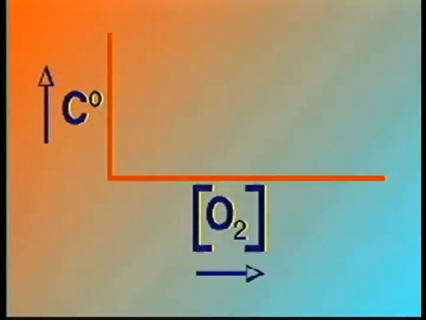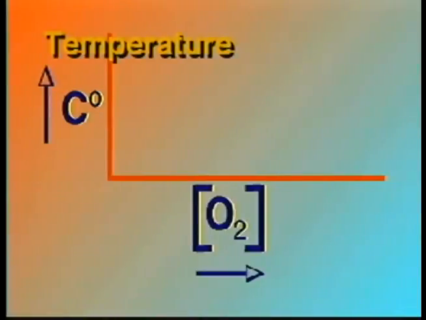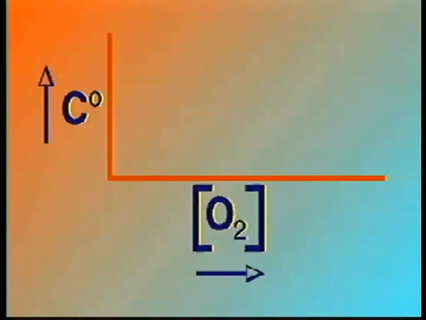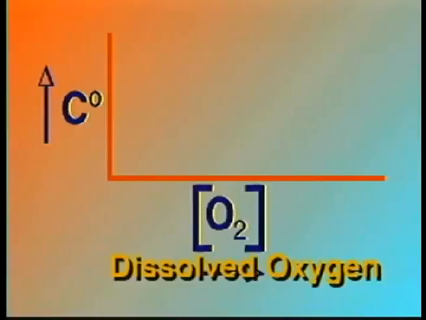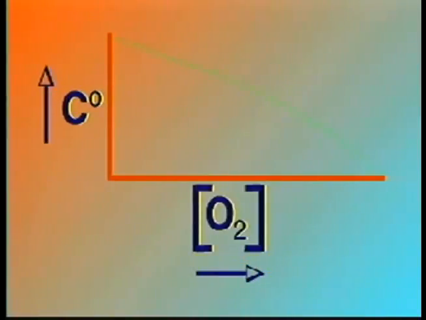This graph shows the relationship between temperature in degrees centigrade on the left axis and the concentration of dissolved oxygen in the water on the bottom axis. As the temperature increases, the solubility of dissolved oxygen decreases.